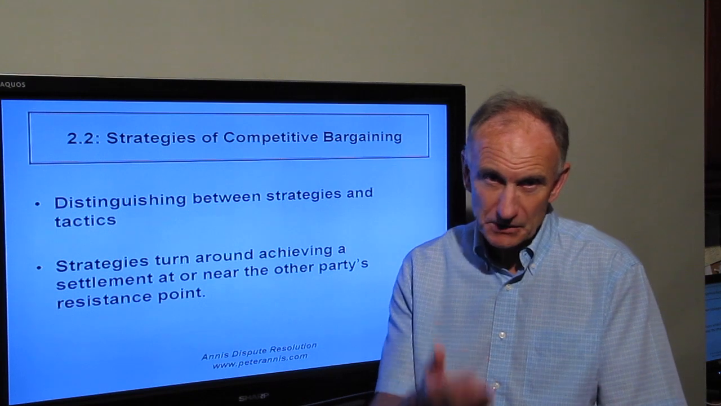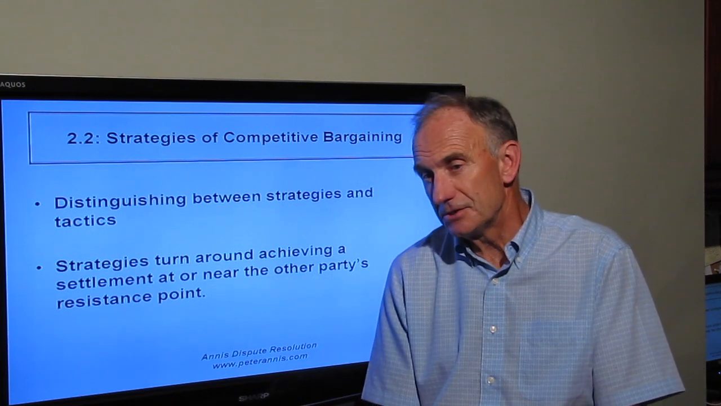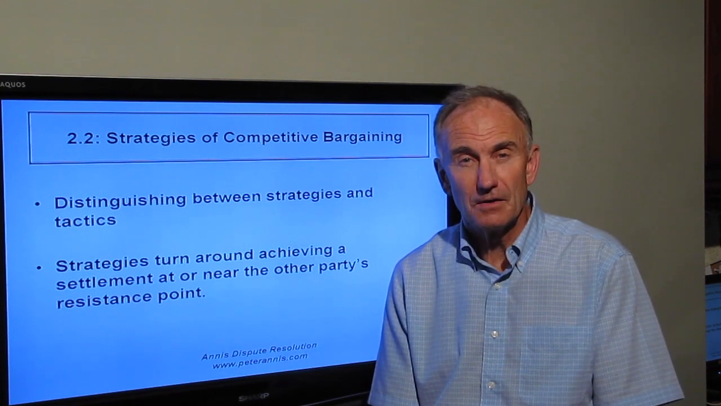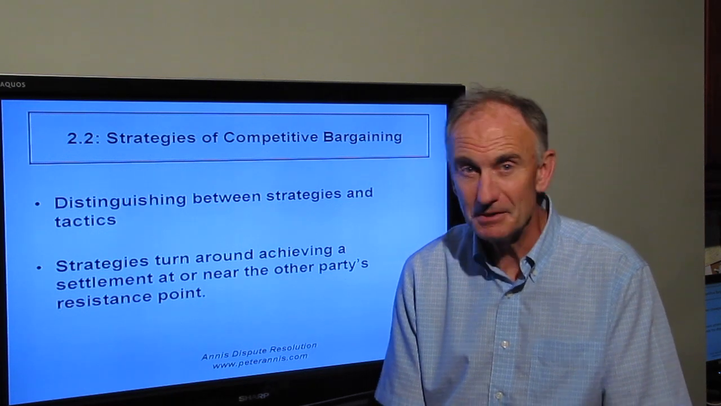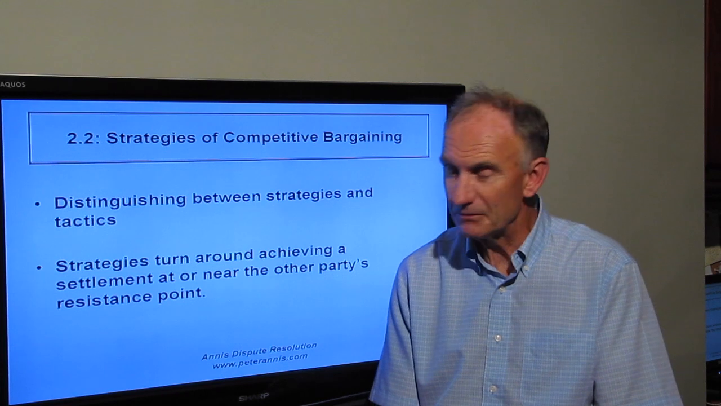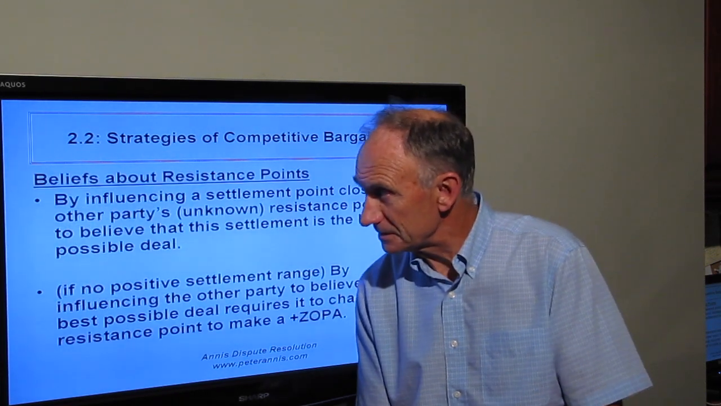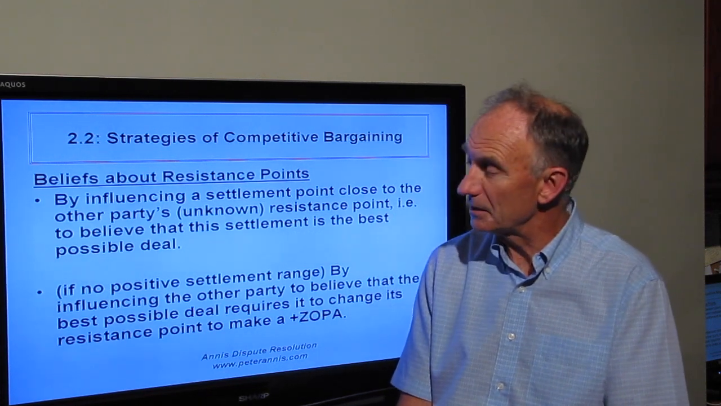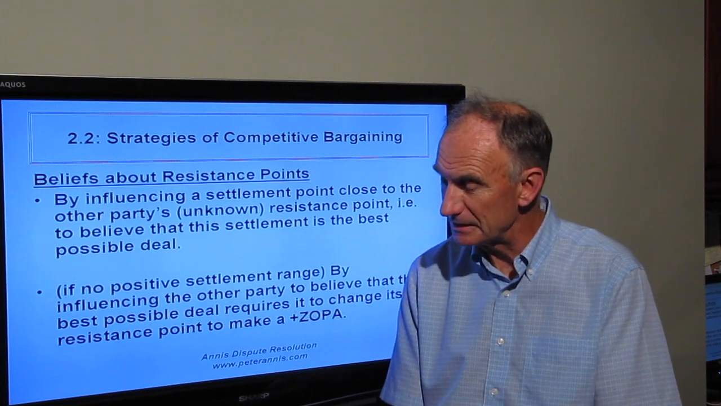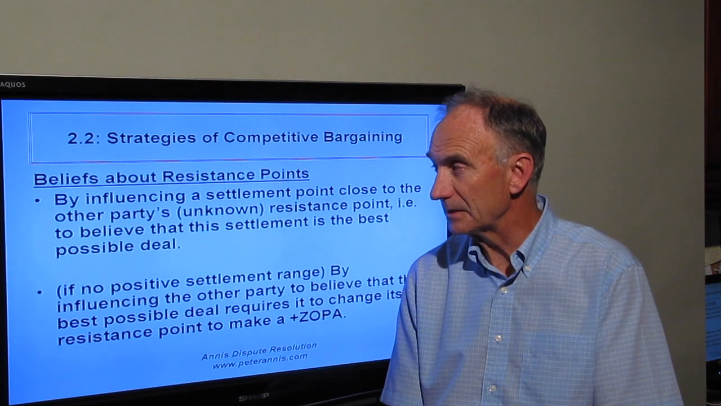there. We saw in the last video that the strategy was pretty straightforward, basically trying to convince the other side that your resistance point is near their resistance point, so you have a settlement close to their resistance point, and you do it by influencing them. And to a certain extent, I think we understand that pretty well, and if you don't have a ZAPA, then basically you're trying to influence them to move their resistance point so that you get as much value as you can out of the bargaining process.